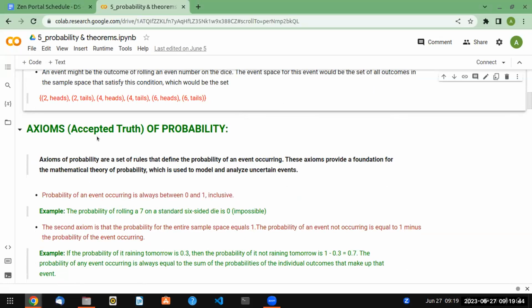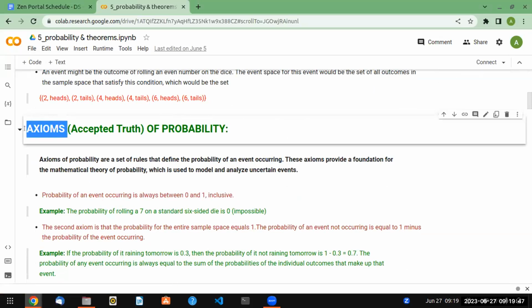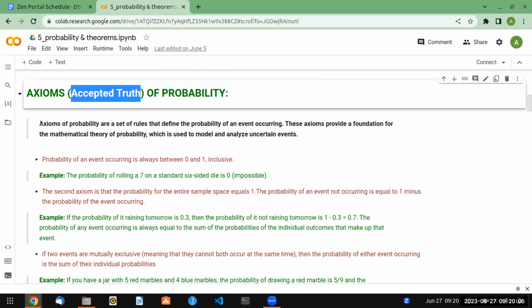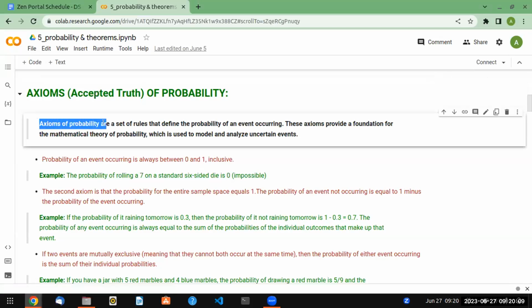Now there are some axioms. That means accepted truths that you have to keep in your mind while dealing with probability, like the sun rises in the east, that kind of stuff. So what are the accepted truths about probability? Let me first define them. These axioms of probability are a set of rules that define the probability of an event occurring. These axioms provide a foundation for the mathematical theory of probability, which is used to model and analyze uncertain events.